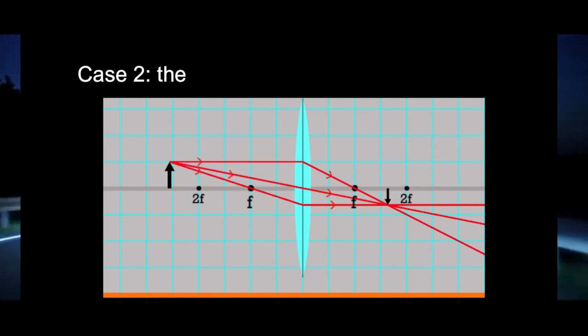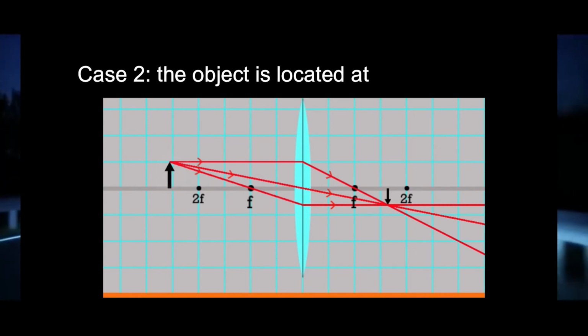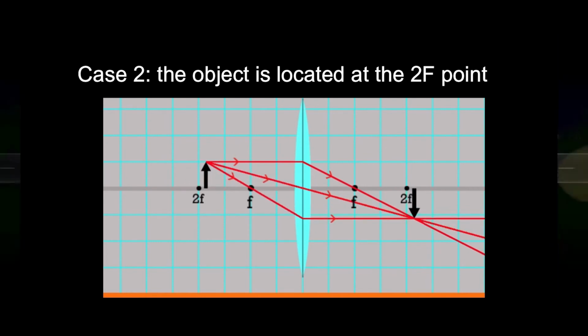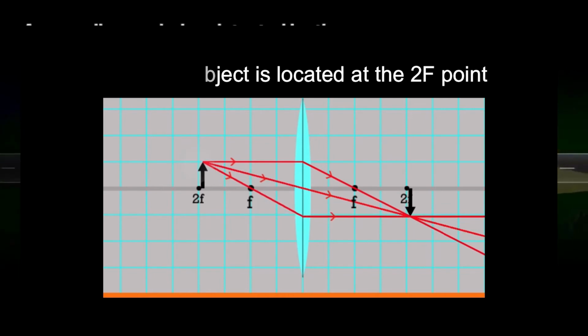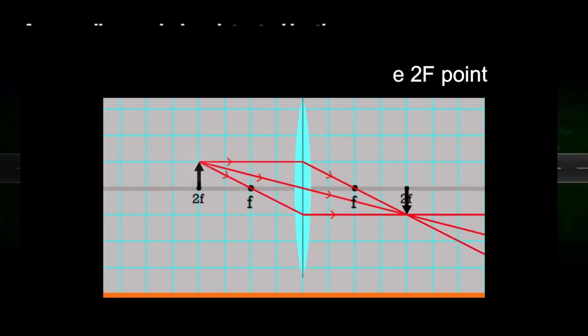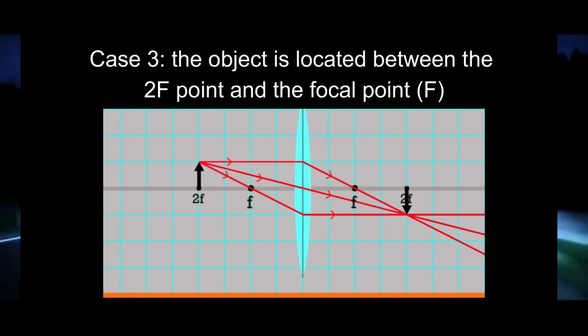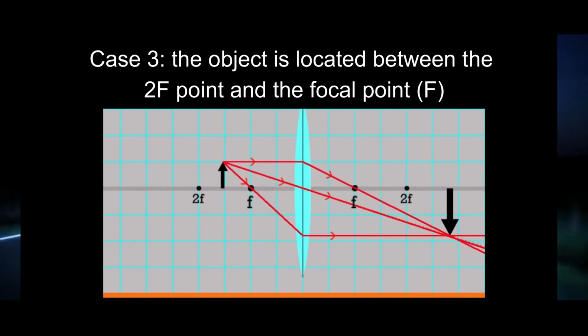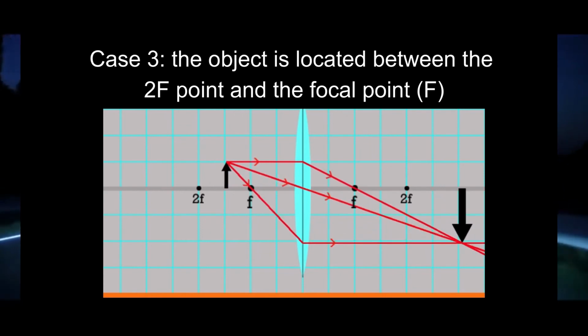Case 2. The object is located at 2F points on the other side of the lens. Its orientation is inverted. Its size is the same. The type of image is real. Case 3. The object is located between the 2F point and the focal point, beyond the 2F point on the other side of the lens. Orientation inverted. Size is enlarged and the type of image produced is real.